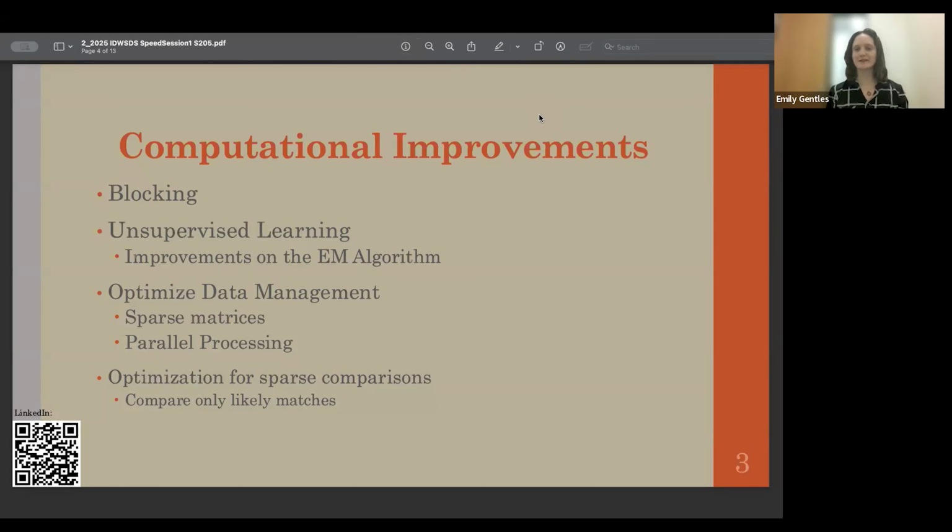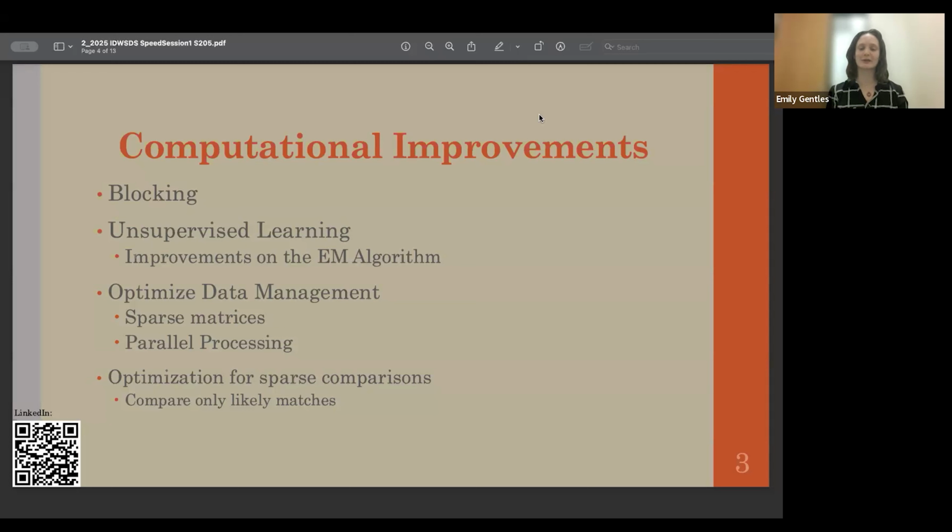So we're going to go over some ways that you can improve the computational component of record linkage. I think one of the ones that is the most heard of is blocking. This is where we reduce the search space. So we might search within only one date of birth year. So we might only try to match people who were born in 1990 because it's unlikely they would be matching with someone who's born in 1980.